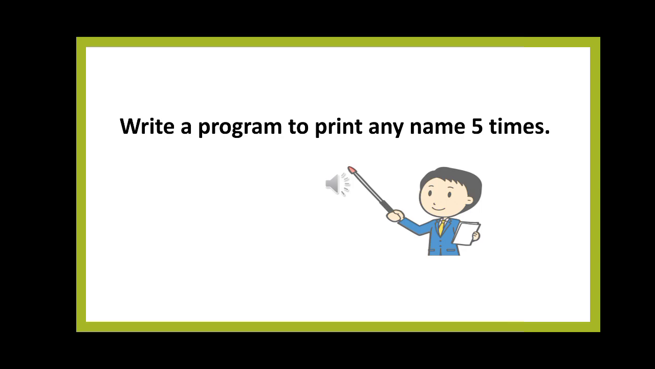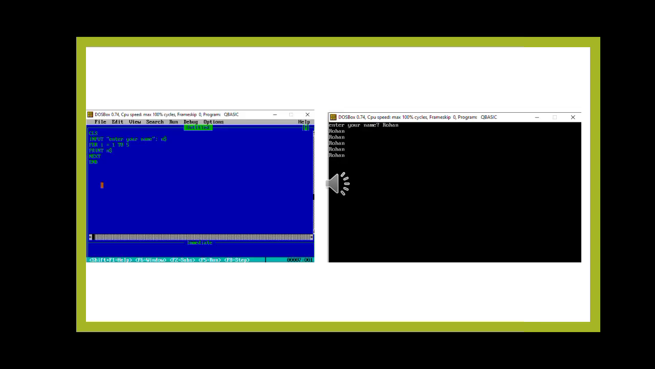Write a program to print any name 5 times. Now, let's take another example. CLS, input enter your name, n dollar. For I equal to 1 to 5, print n dollar, next I, and end.